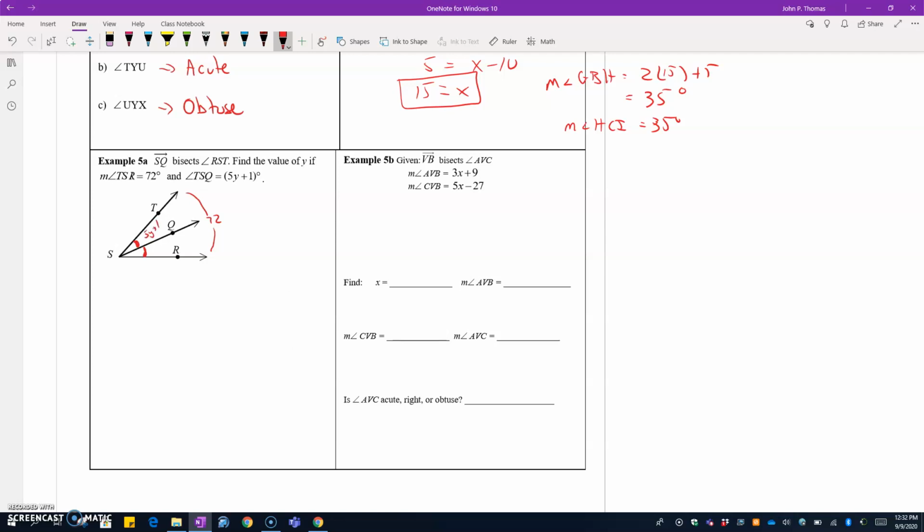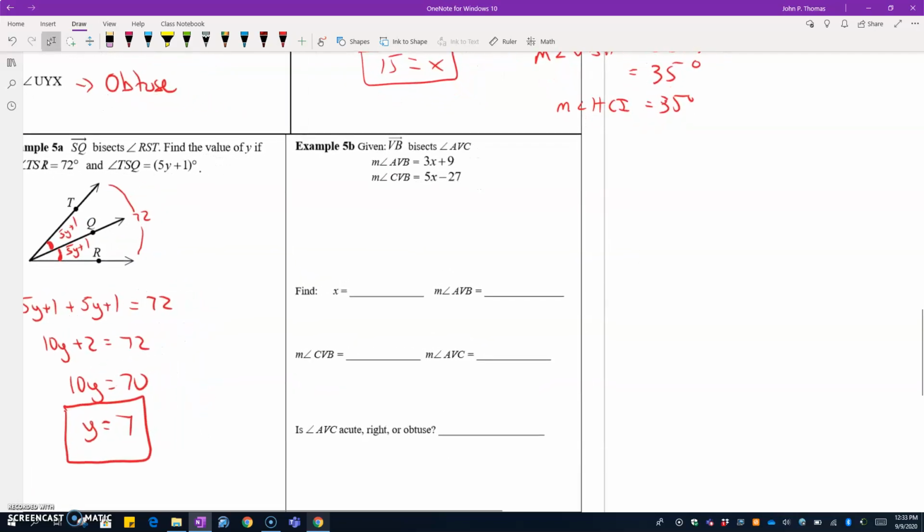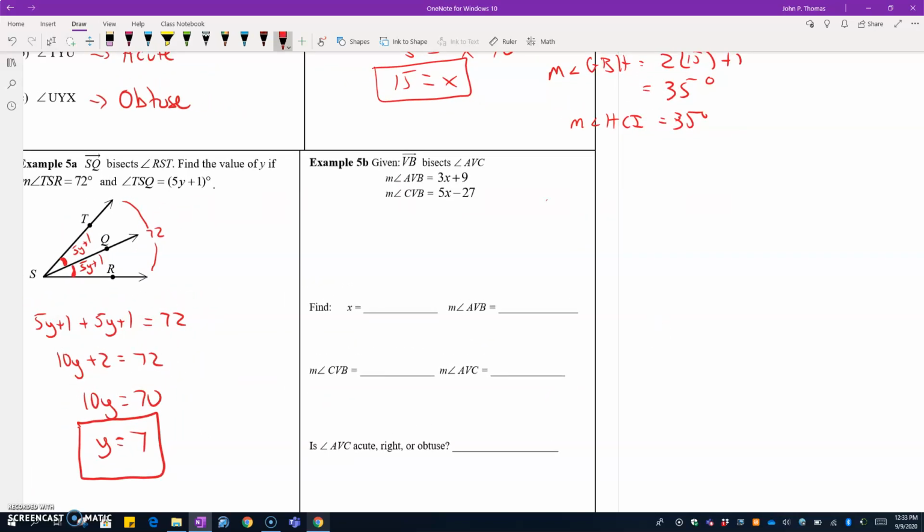All right, so since it bisected, we know these are congruent, so I'm going to carry that 5y plus 1 to that side. So that means I have 5y plus 1 plus 5y plus 1 equals 72. 10y plus 2 equals 72. 10y equals 70. Y equals 7. All right, so we get our y value of 7, and it just asked for the y value in this one. So we'll go ahead and box that in and keep the 7. All right, moving to the last example for our notes today, we've got given VB bisects ABC.